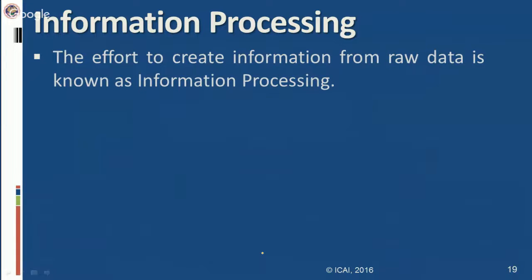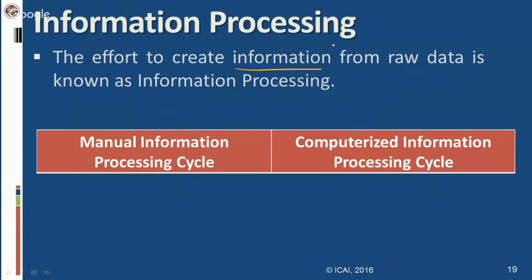Now comes the next topic, which is known as information processing. As we have seen, throughout business process automation, the most important thing that is getting passed from one phase to another is the information or the data. And at the end of the product, we should have the relevant information that is required by a particular business organization. So information processing is required, and it is defined as the effort to create information from the raw data. Information means that which is available and is useful to any organization.